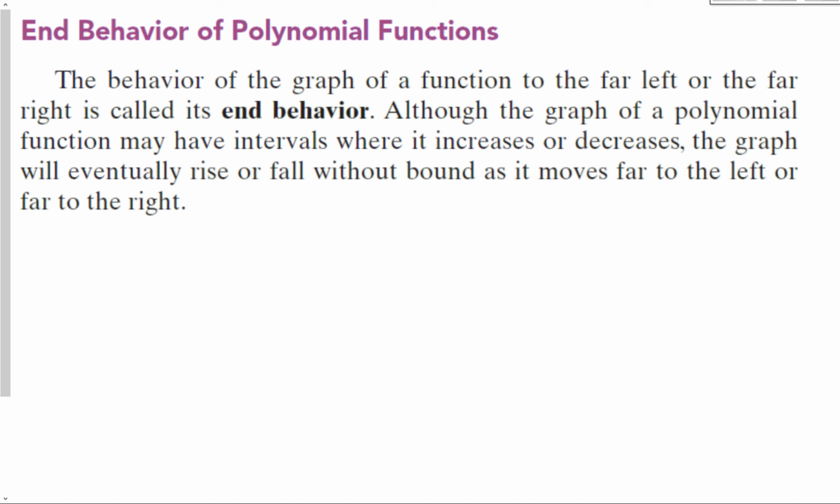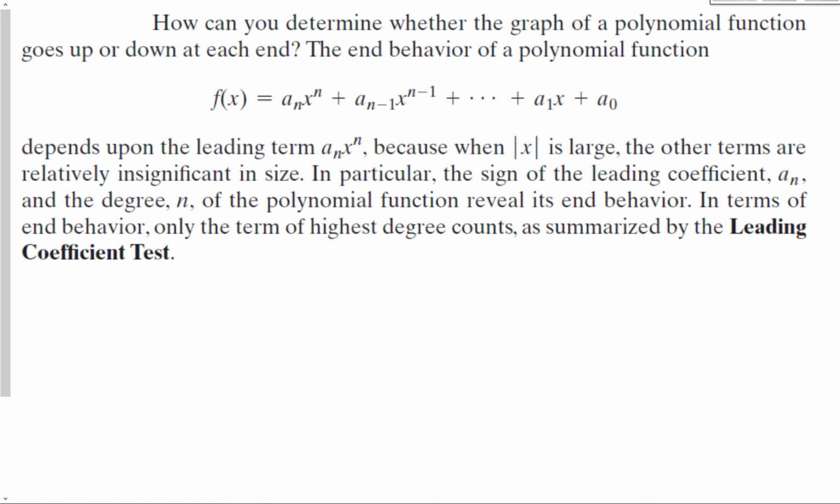Also, as we go left, it's also going to go up or down depending on a few things. So, how can you determine whether the graph of a polynomial function goes up or down at each end? So the end behavior of a polynomial function, f of x, right? We have our standard form of a polynomial function that we just talked about. It depends on two things. It depends on the leading coefficient and the exponent right there, okay? So we look at the leading coefficient and the exponent, okay?